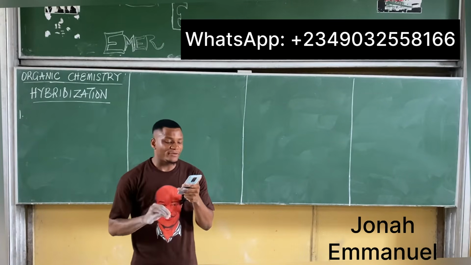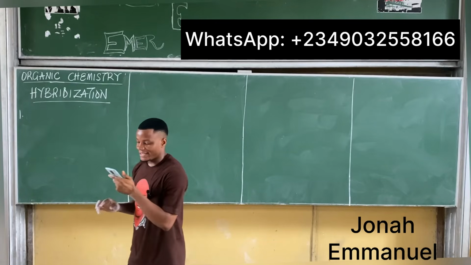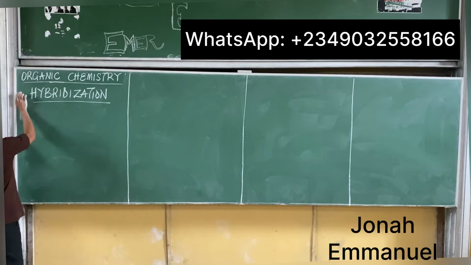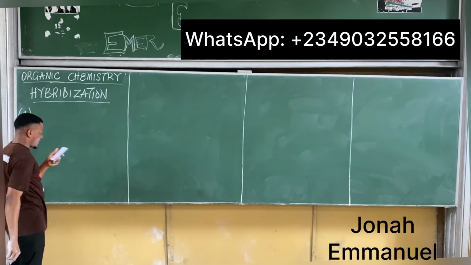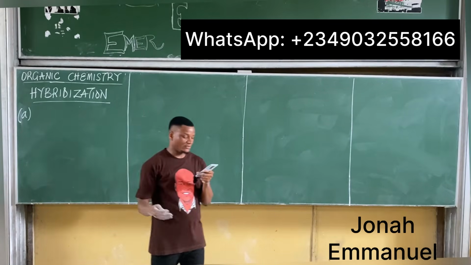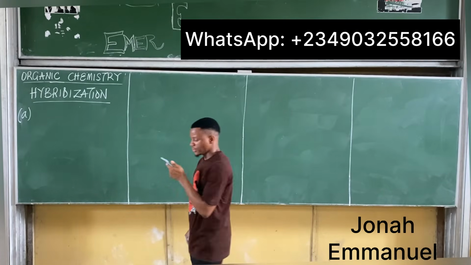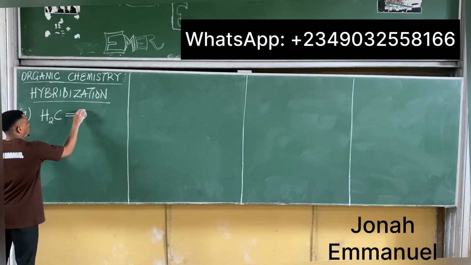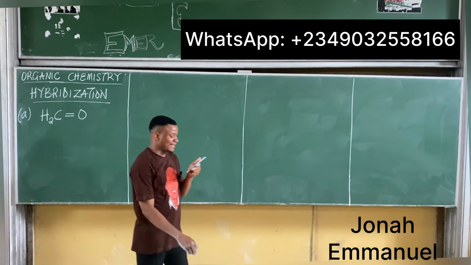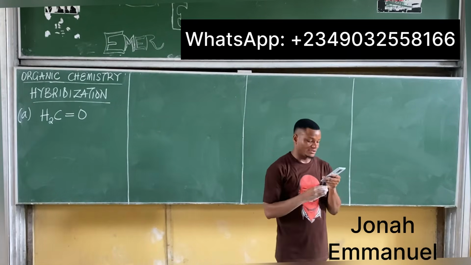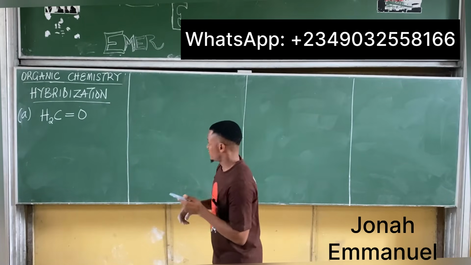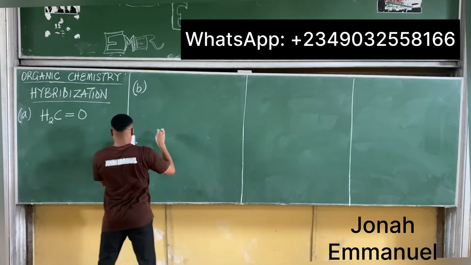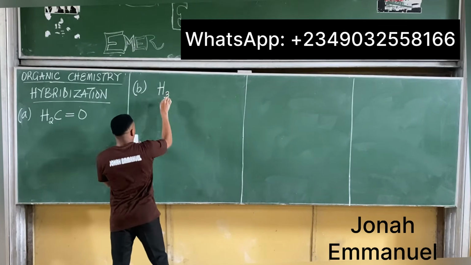Indicate the type of hybrid orbitals used by carbon. Indicate the type of hybrid orbital, that is hybridization, used by carbon in the molecule and state the geometry of the bonding. So you have your examples here.